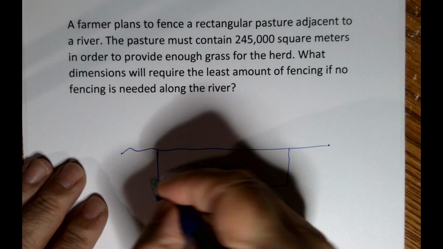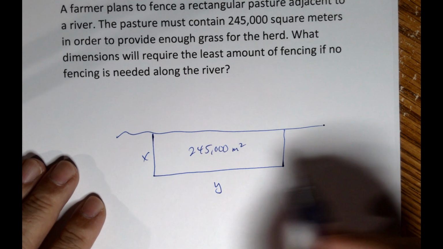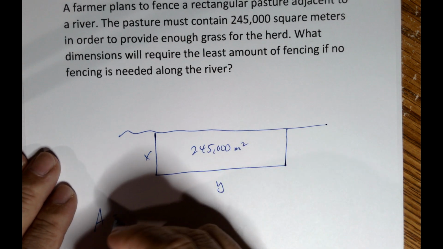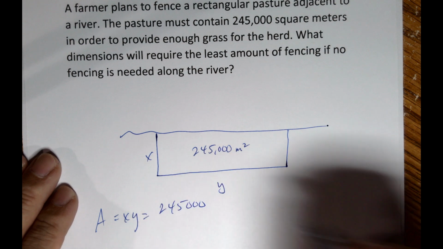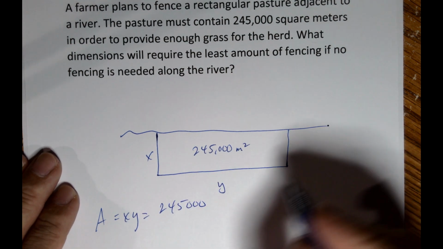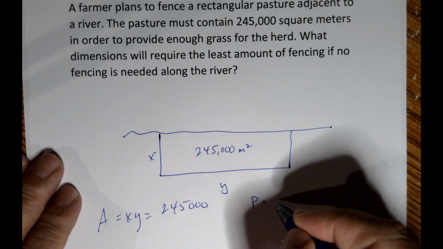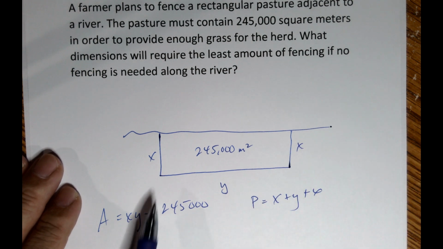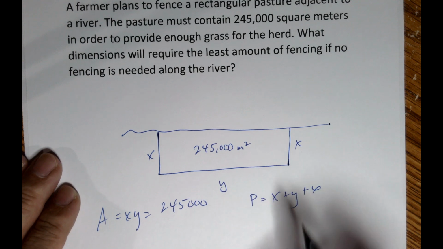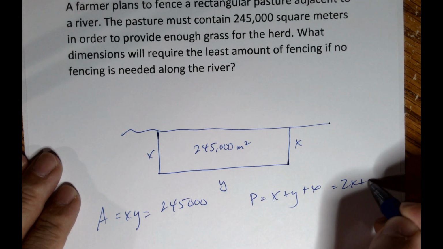All right, so let's call that x, call that y. So the area is xy, which is equal to 245,000. And the perimeter is the fencing needed. So perimeter equals x plus y plus x, right? That's the perimeter. That's fence, that's fence, that's fence. So basically 2x plus y.